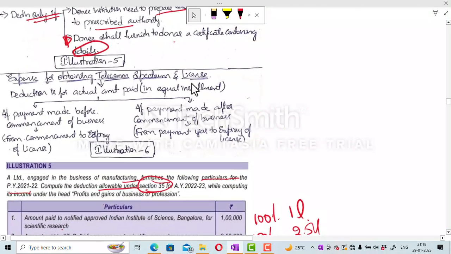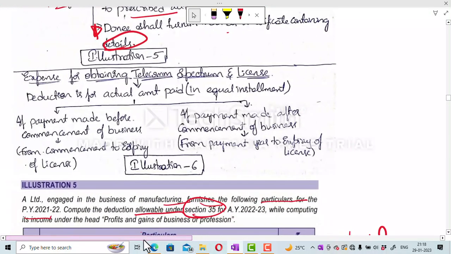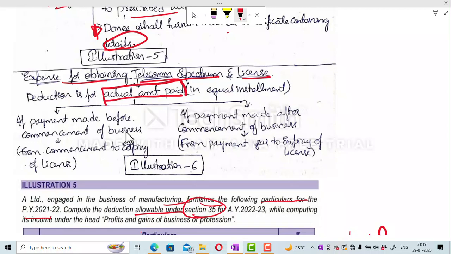Coming to the next question, next deduction. The deduction is available if we make an expense for obtaining telecommunication spectrum and license. Both are different sections, but the content is same and the conditions are same. So, what is the deduction available? Actual amount paid, but it is available only in equal installments. So, for how long? From when to when?